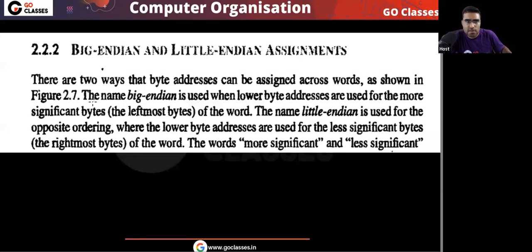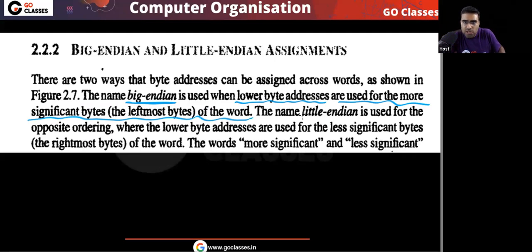Just read this. The name big endian is used when the lower byte address is used for the most significant byte of the word. Just read this line. We have already seen little endian and big endian. Now tell me, did you understand this statement? Is this clear? So you can see what is big endian. Big endian means the lowest byte address is used for the most significant byte of the word.